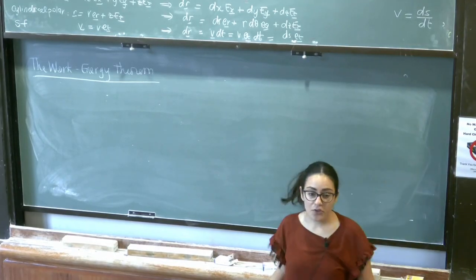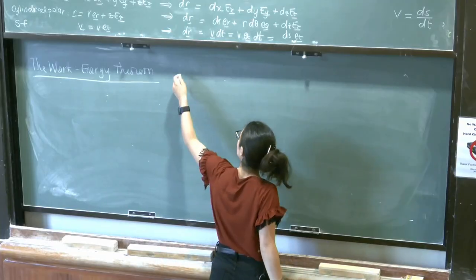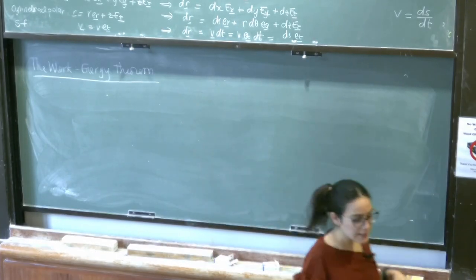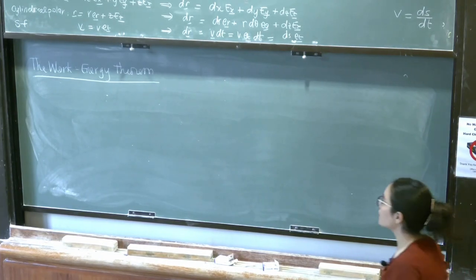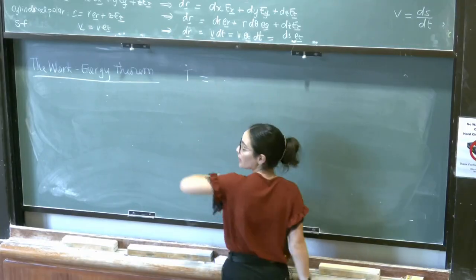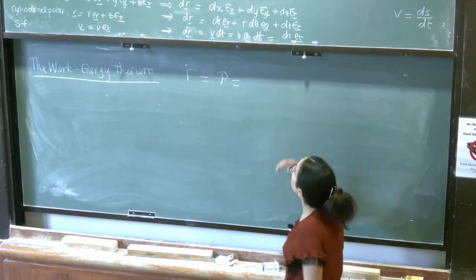Okay, so the work energy theorem says that the rate of change of the kinetic energy acting on the particle is the power of all the forces, which is F dot v.